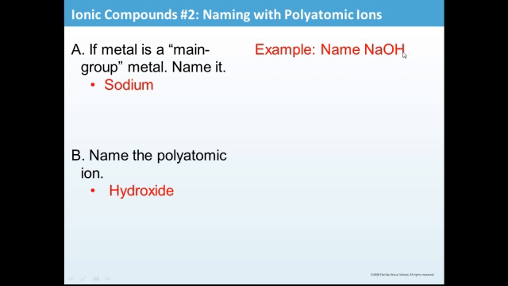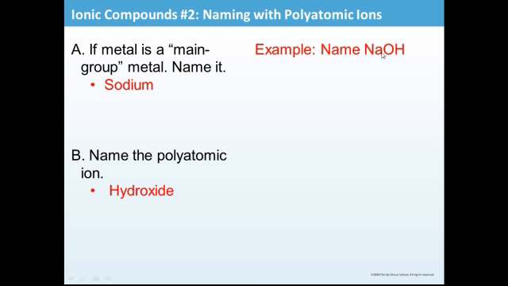So I have to use my list of polyatomic ions. When we're naming these, if your metal is a main group metal, just name it. Main group elements, always just name them. Then the anion, if you have a polyatomic ion, find it in the chart and name it. OH is actually the hydroxide ion. The name of this compound is sodium hydroxide.